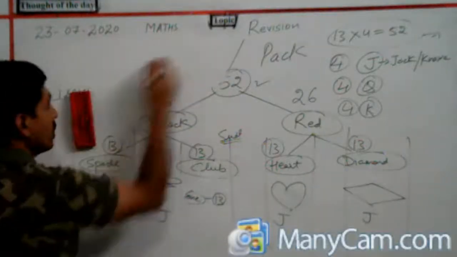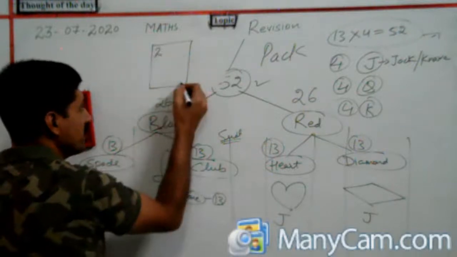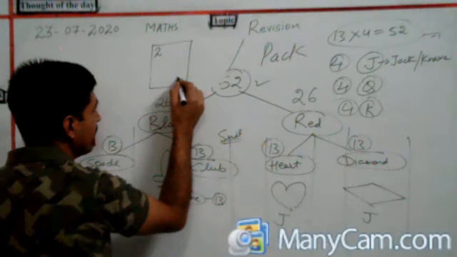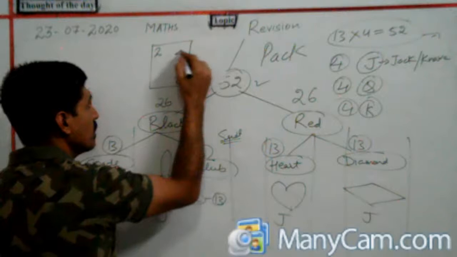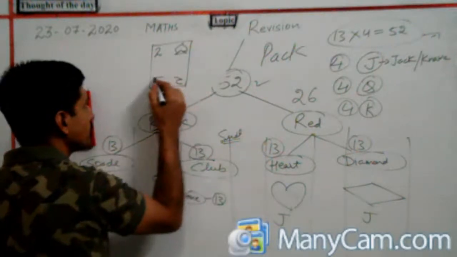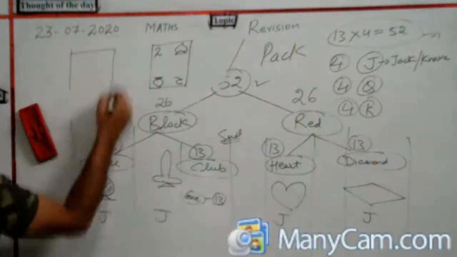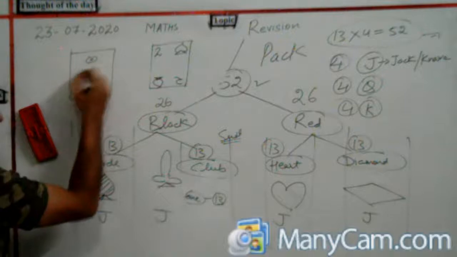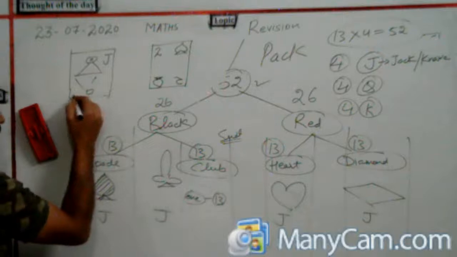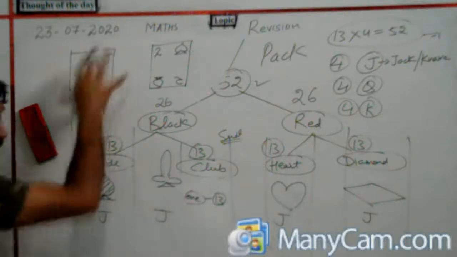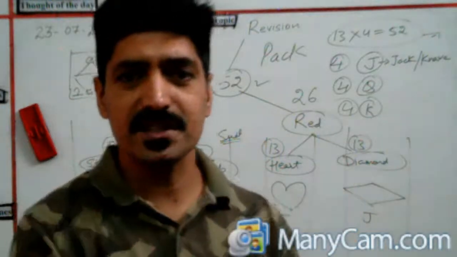Suppose this is a playing card 2. The 2 is very simple: you will find the number and the shape of the card, suppose I am talking about the club. But when it is about the J, there you will find the figure of the king, and they will write J here. So on these cards, the king, queen or jack, their face is drawn.